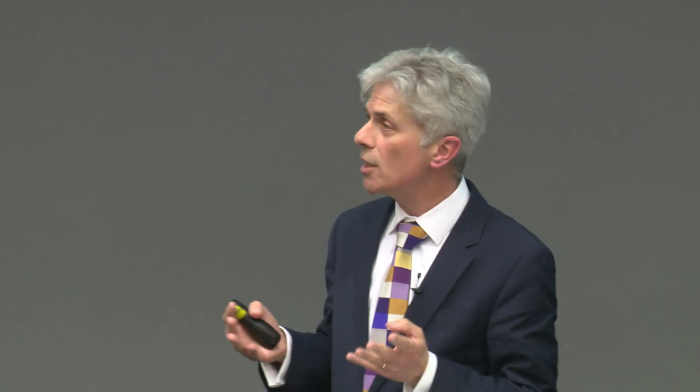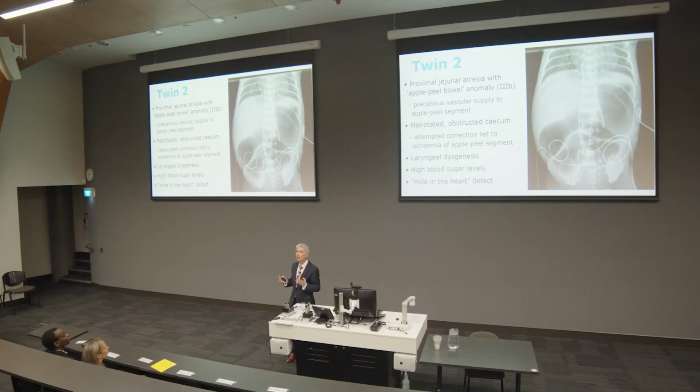And these apple peel bowel anomalies have a very unusual blood supply that is quite precarious. The baby also had a malrotated obstructive cecum. The cecum is the first part of your large bowel from which the appendix dangles. And normally if you have a malrotation, the surgeon will try and correct it and put it back in its correct place so that it doesn't twist at a later time. But when the surgeon tried to correct this malrotation, that precarious blood supply I mentioned was blocked off, and the apple peel segment became quite ischemic. So the surgeon couldn't proceed with that and had to leave it in its malrotated state.